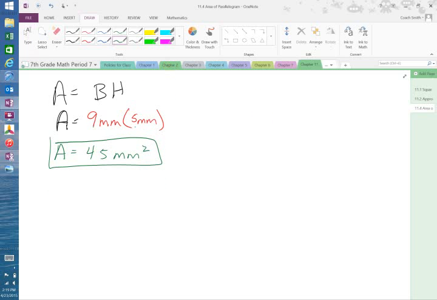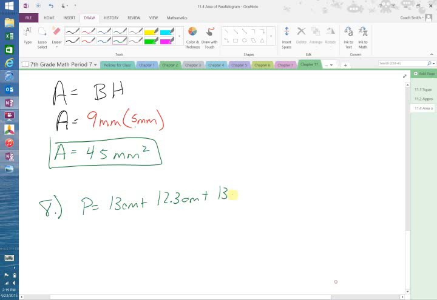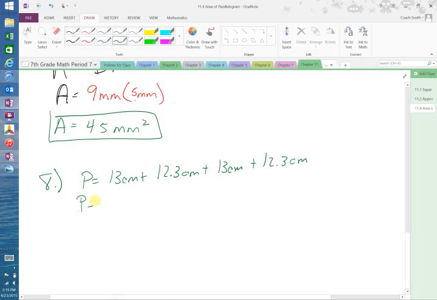Keep working if you haven't got it yet. So the perimeter is equal to 13 centimeters plus 12.3 centimeters plus 13 centimeters plus 12.3 centimeters. Okay? When you add that up, Jesse, what do you get? Yes, 50.6 centimeters.